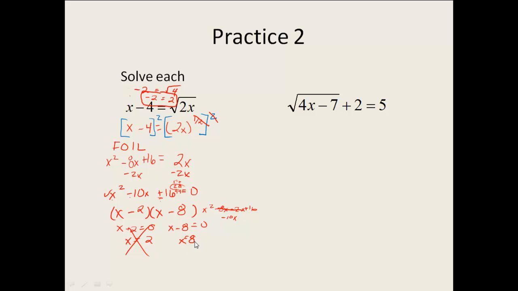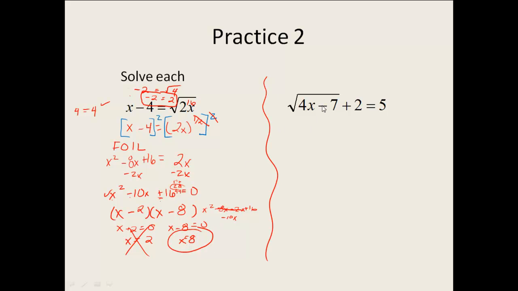Now we need to go back and we need to check 8, because 8 could also be a false answer. So when I do 8 minus 4, I get 4, and 8 times 2 gives me 16. Well, the square root of 16 is 4, so I end up with 4 equals 4. Turns out that 8 works for us, so we would only keep the answer x equals 8.